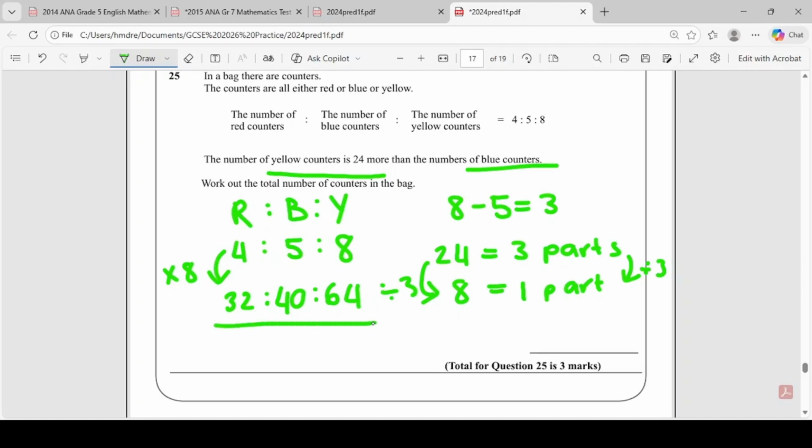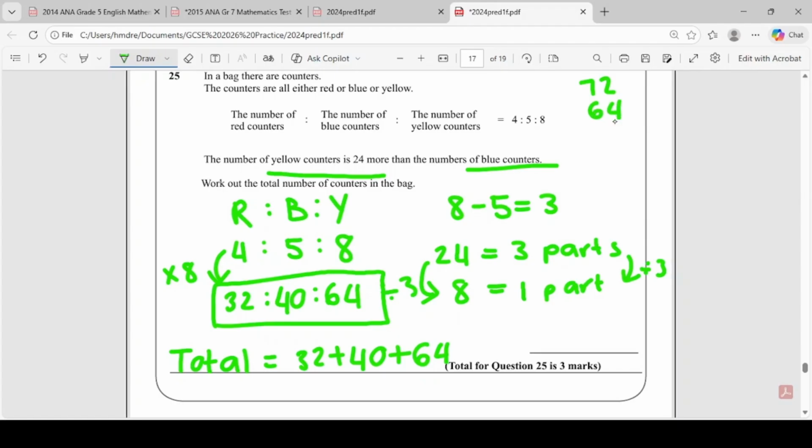So that is the number of counters that we have. So we've got 32 red ones, 40 blue ones, and 64 yellow. They want us to work out the total. So the total is 32, add 40. So that is 72, add the 64. That is 6, and 7 and 6 is 13. So in total, we've got 136 counters.